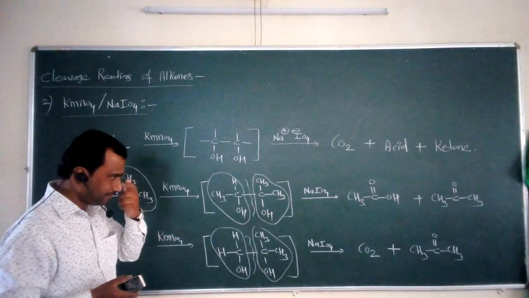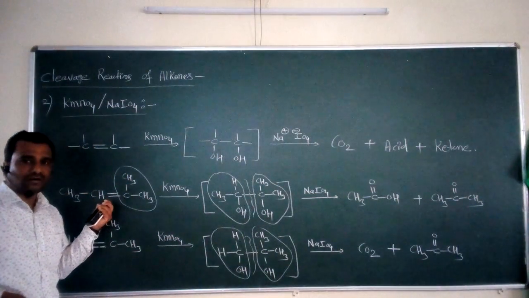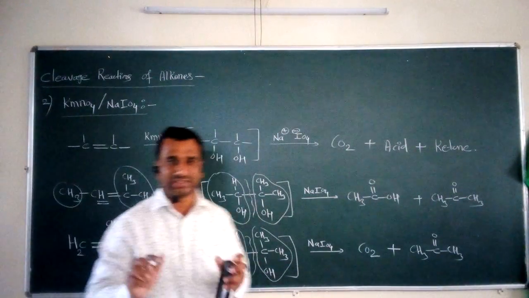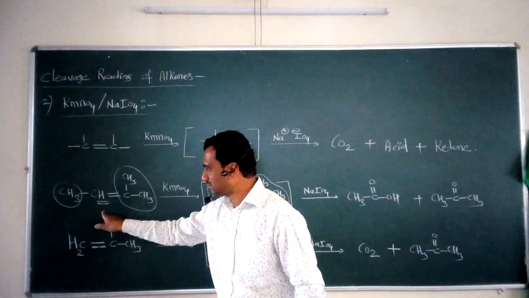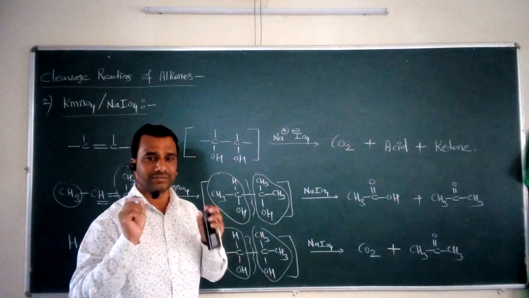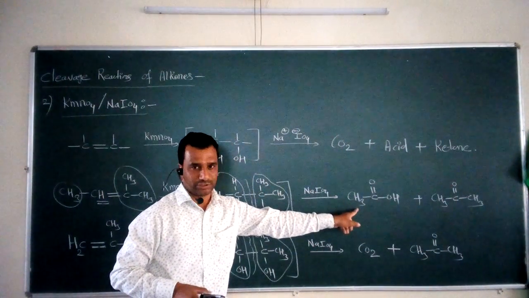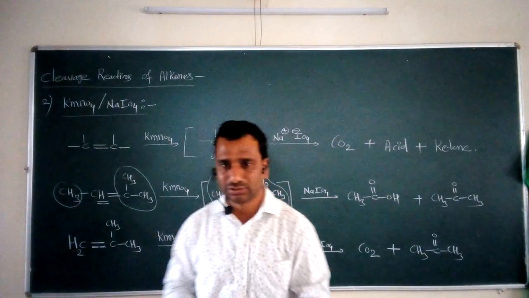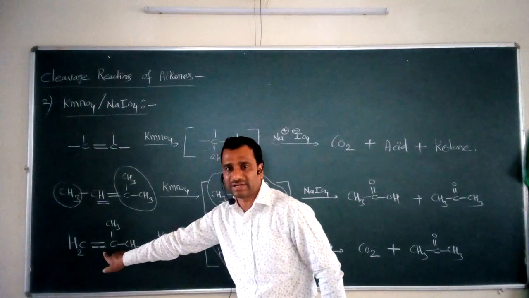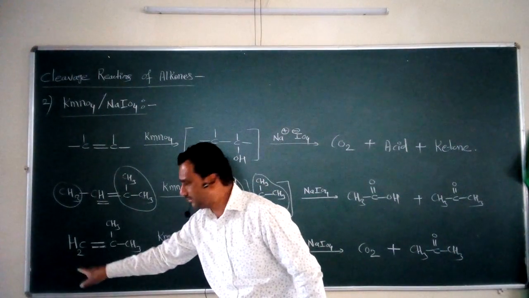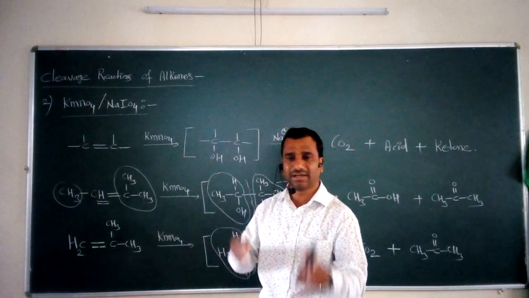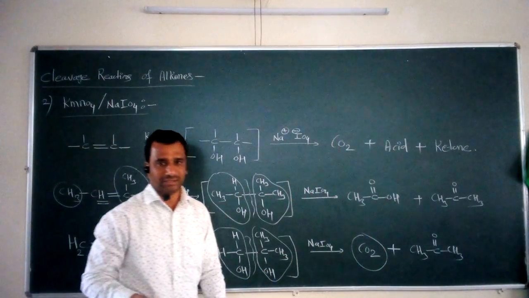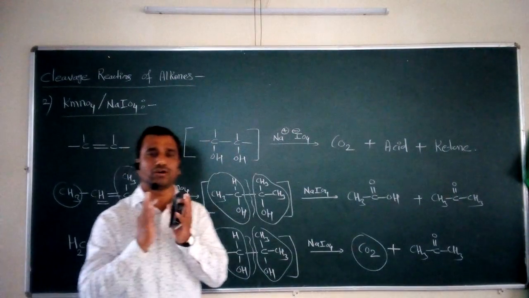The second thing is that if your olefinic carbon has one methyl group and one hydrogen, what happens? You must get the formation of this type of acid molecule. This is the second observation. And the third important observation is that if in your reactant alkene molecule, this carbon double bond carbon is present at the terminal side, at that time what happens? You get the formation of carbon dioxide.